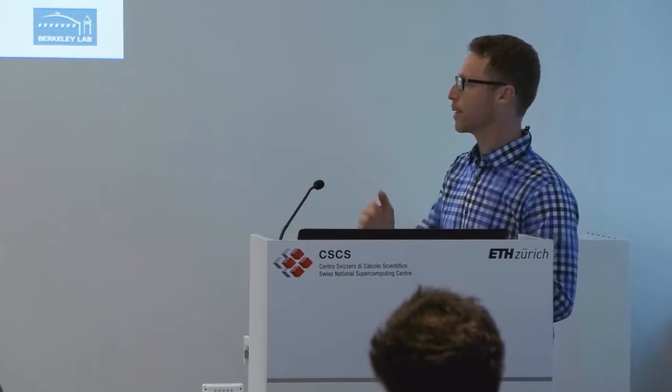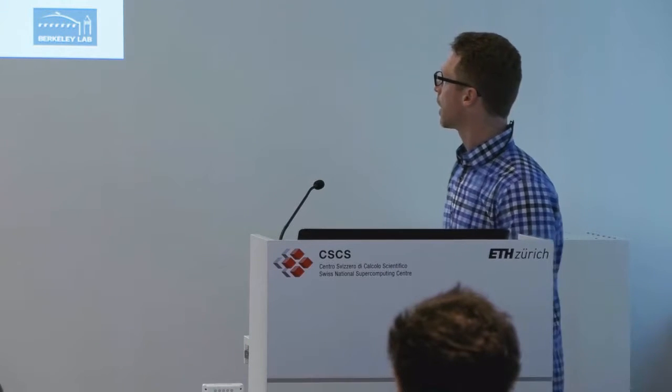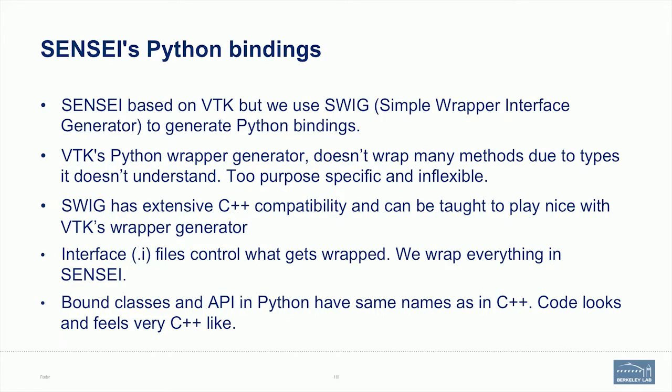The reason we're doing that is VTK's Python wrapper generator only wraps API that has VTK data object star or VTK classes, things that derive from VTK data object. If you have an API method that takes a standard string, VTK's Python wrapper just skips it. So for that reason, our API uses things like standard string and other classes that VTK doesn't know about, such as SENSEI data adapter. So VTK's Python wrapper cannot be used with SENSEI. For that reason, we're using Swig.